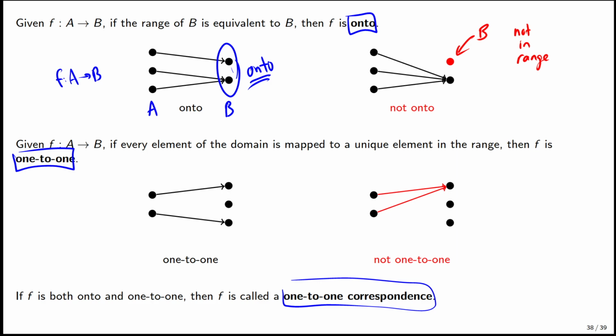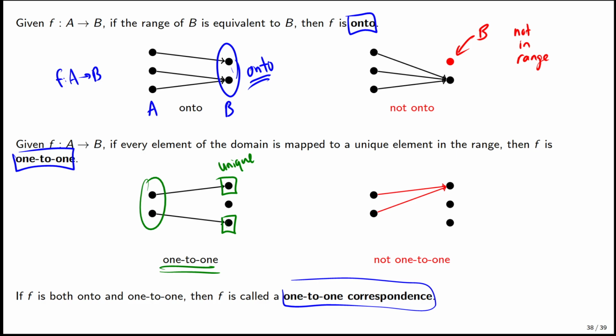The next one we have is called 1-to-1. And a 1-to-1 function just says that every element in the domain maps to a unique element in B, or a unique element in the range. So in this case, we only have one thing mapping to the top element and one thing mapping to the bottom element. So because these are unique, this is 1-to-1.